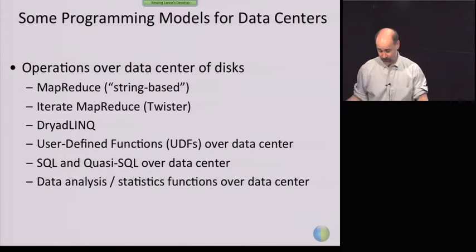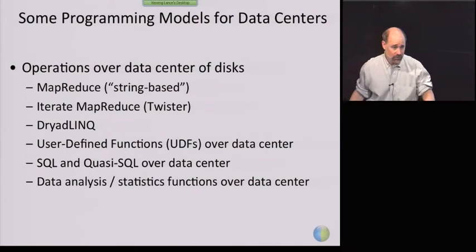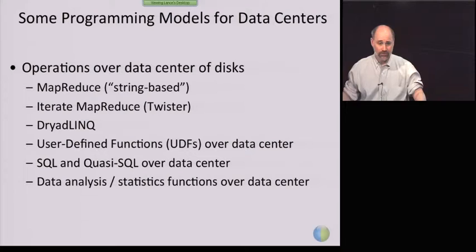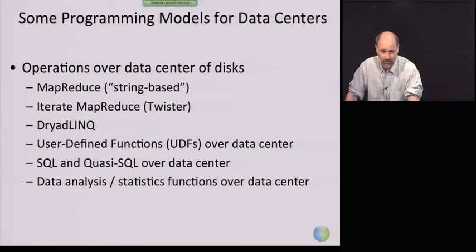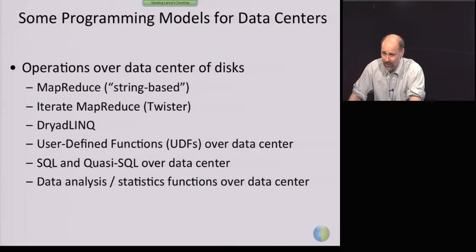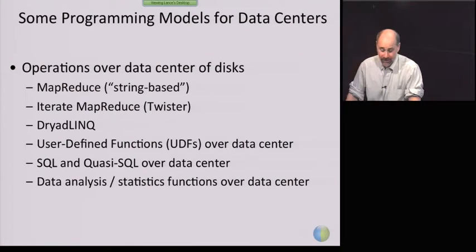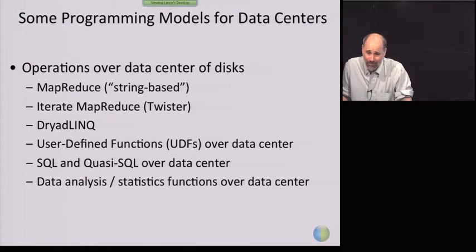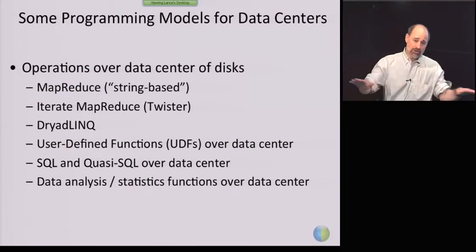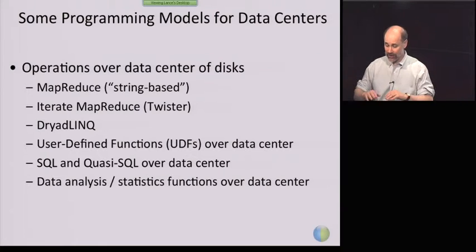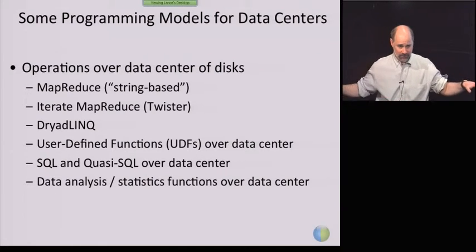So that's MapReduce. You heard some talks about Twister. That's an iterative version of that with some twists that you heard earlier this week. You heard a little bit about how Microsoft thinks about what's the framework to do this. How do I program over a bunch of disks?